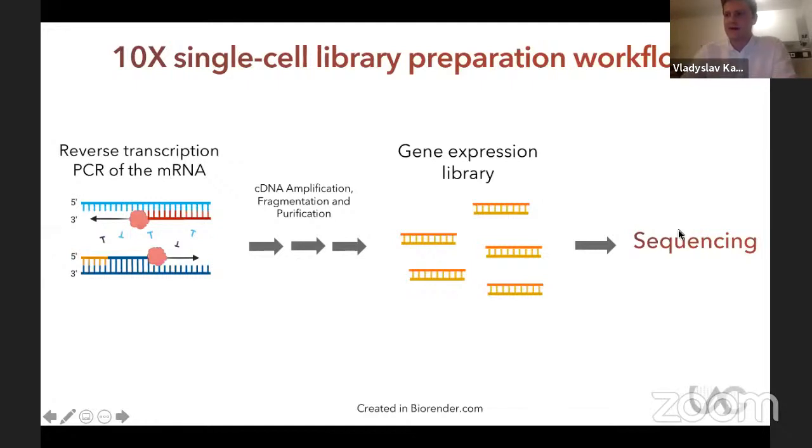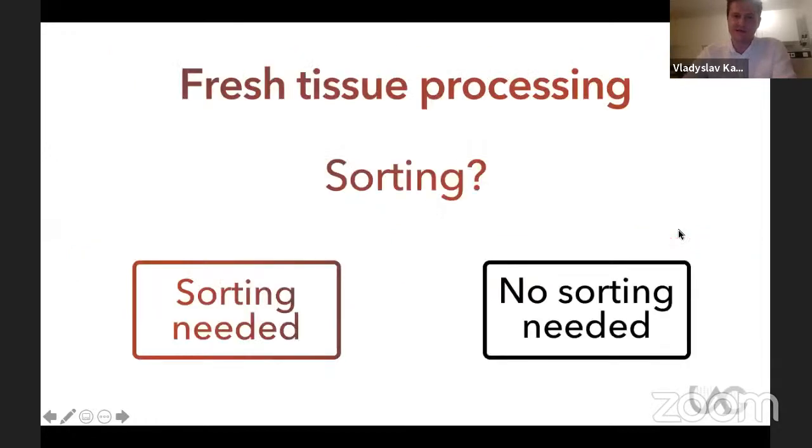So let's come to the next point. Let's go a step backwards. Let's think about the question whether we need to sort our tissue. Yeah, when we need to sort and quality control our tissue. So this is a little bit more complicated. This is something that requires additional pre-processing steps. So let's discuss it a little bit.